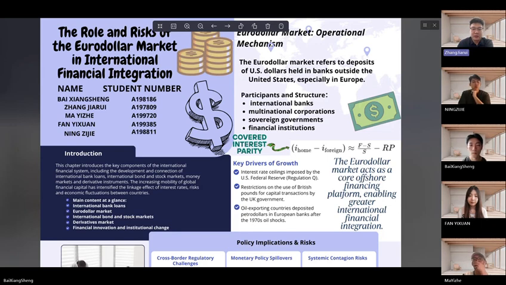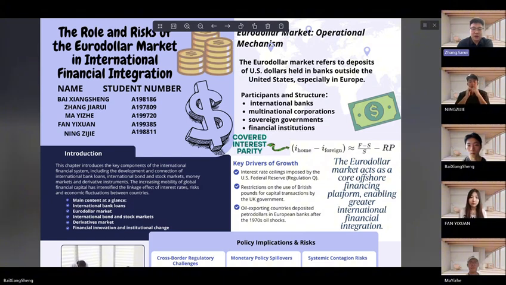Governments and companies raise money by selling bonds and stocks. People can invest from anywhere. This helps money go where it's needed. But if one market has a crisis, others may follow. There are also derivatives like options and futures. They help investors reduce risk. Their use has grown a lot in the past 30 years.